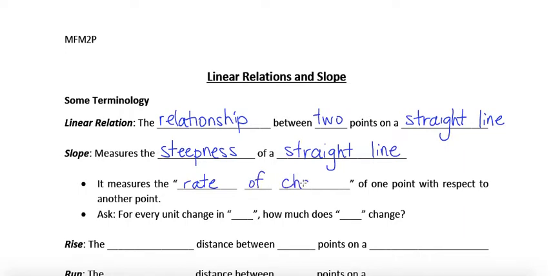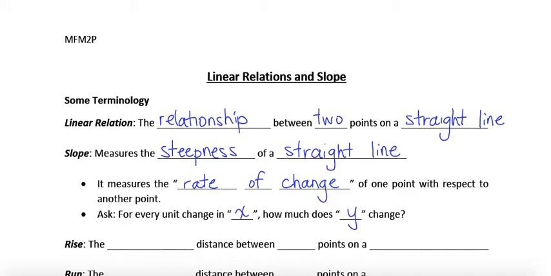In grade 9, you often use the phrase rate of change to represent slope. In grade 10, we use the word slope. So it measures the rate of change of one point with respect to another point. You need to ask yourself, for every unit change in the x coordinates or the x axis, how much does the y change? And this will be dependent on the units or the scale of your graph.